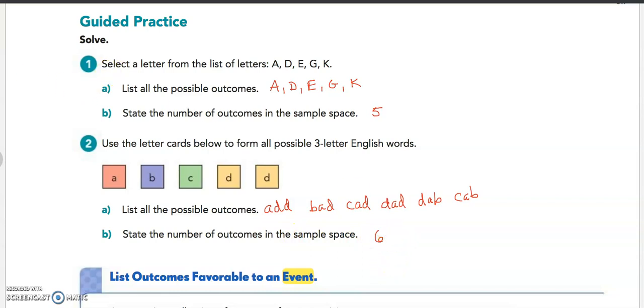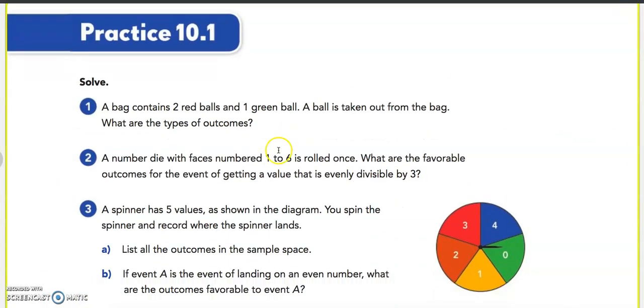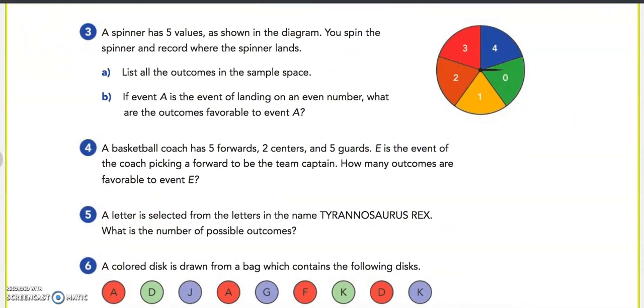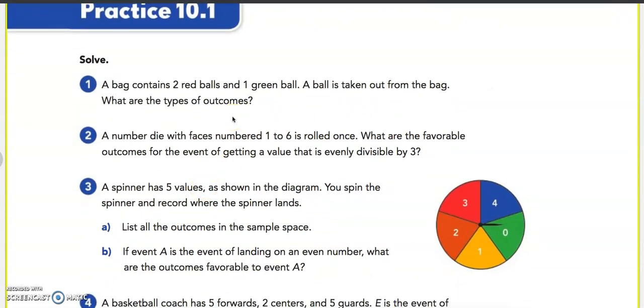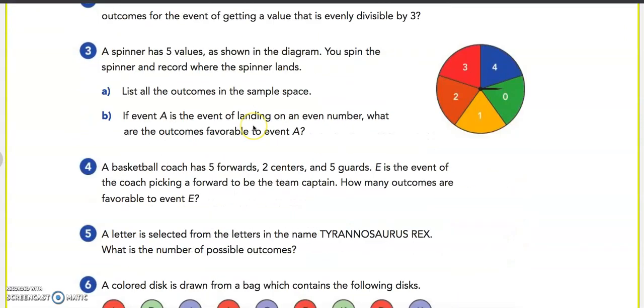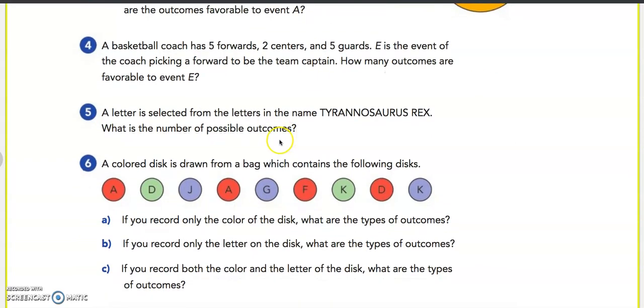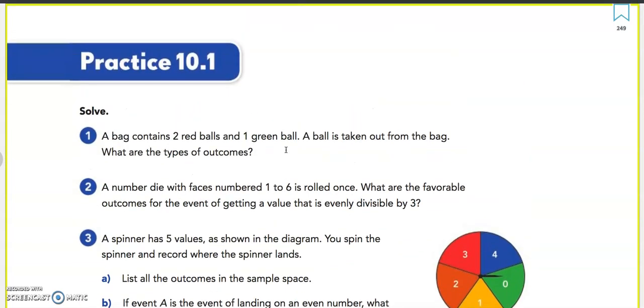What I want you to do today is on page 249. You're going to do numbers 1 through 6. We'll submit them through Google Classroom, and that's it. So numbers 1 through 6 on page 249, and that's it. Email me with any questions.